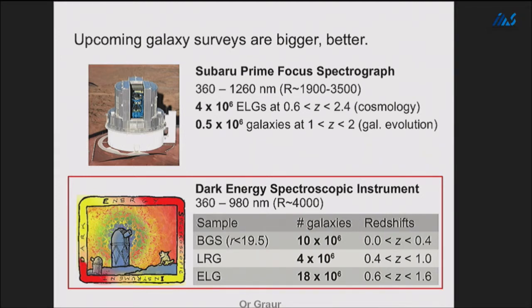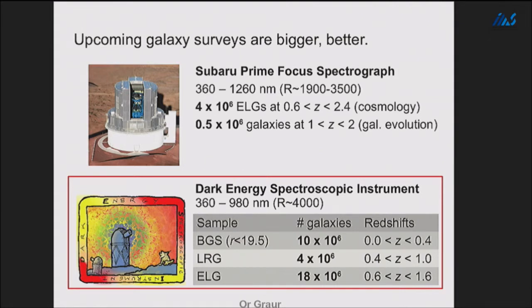So the Subaru telescope has already installed the new Hyper Suprime-Cam, and they have an imaging survey for transients going on. They're still working on the Prime Focus Spectrograph, but when that's done, they'll have at least 2 surveys, one looking for emission line galaxies at redshifts up to 2.4, and there'll be 4 million of these, and 500,000 galaxies at redshifts between 1 and 2 for galaxy evolution. They expect that these 4 million galaxies at least will have not just the lines but also the continuum. As long as you actually sample the continuum, you can find transients.